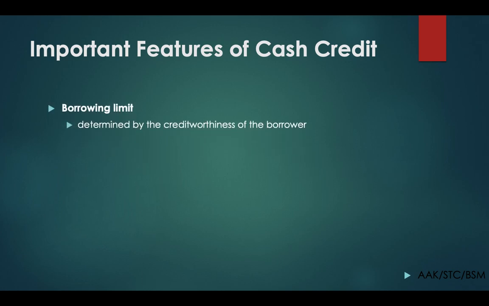First and foremost, it is borrowing limit. A cash credit comes with a borrowing limit which is determined by the creditworthiness of the borrower. A company can withdraw funds up to its established borrowing limits.